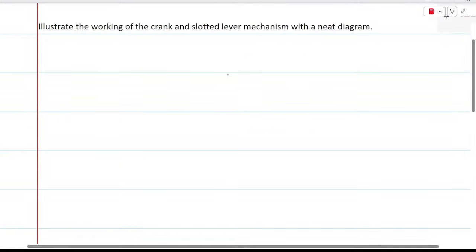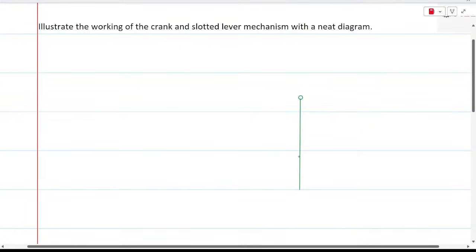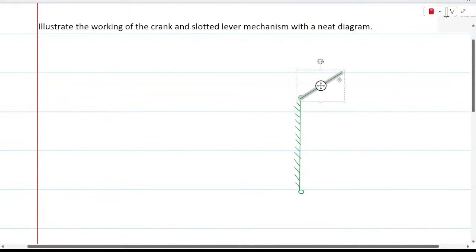Illustrate the working of crank slotted lever mechanism. In the crank slotted lever mechanism, instead of fixing the L minimum, the fixed link will be adjacent to L minimum. So basically you are fixing the crank, I can say, as per the crank slider mechanism. Next, adjacent to this, I will add a smallest link, that is L minimum, and to this link a piston is attached.